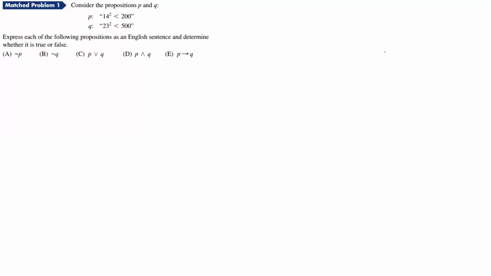All right, so we're going to consider the propositions P and Q. If P is 14 squared is less than 200, and Q is 23 squared is less than 500. Now, I am going to write what those mean. And so 14 squared is 196, which is less than 200. And here 23 squared is 529, which is less than 500.